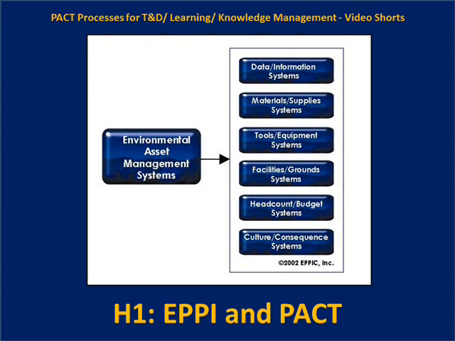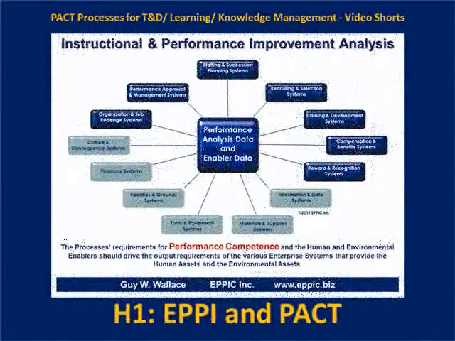The culture and consequences. Who's in charge of making sure that we have the right culture, that we have the right consequence systems in place, that we are rewarding what we want and discouraging what we don't want? There are many ways to organize this view, but all of these systems here provide humans and non-human assets that are either adequate to the needs of the process or they are not.